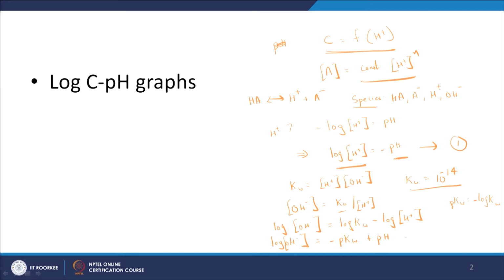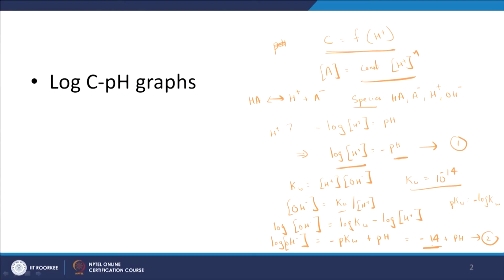It is going to be equal to minus 14 plus pH. So this is my equation number 2. So what do I have here? I have log OH minus is equal to minus pKw, and that value is going to be minus 14, minus pKw is minus 14 plus pH.